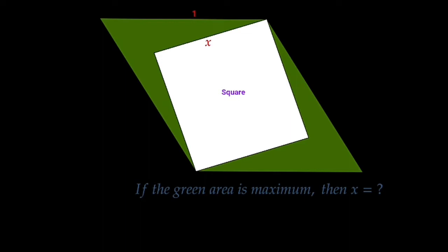Here I have a beautiful problem from geometry. In this, we have a rhombus with side 1 and a square with side x. From this figure, if the green area is maximum, we need to find out the value of x. So this is the question. In this, we have to find out the value of x.